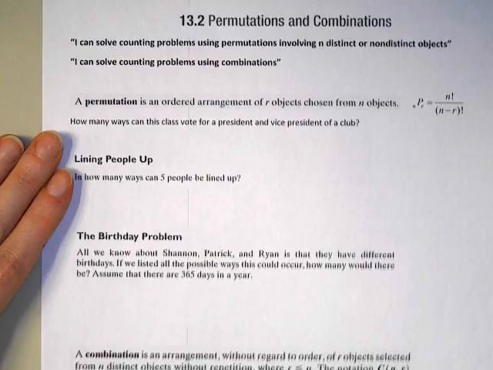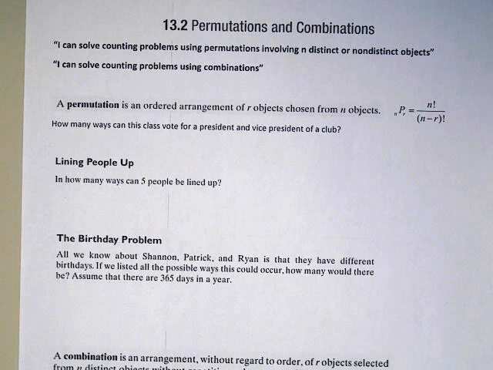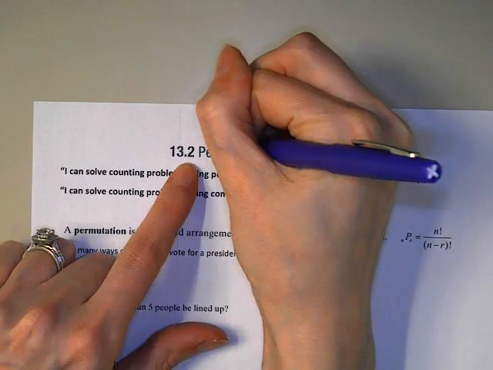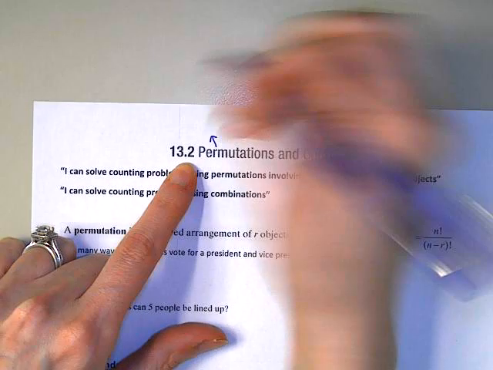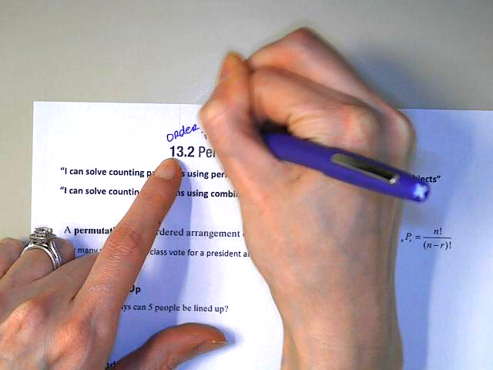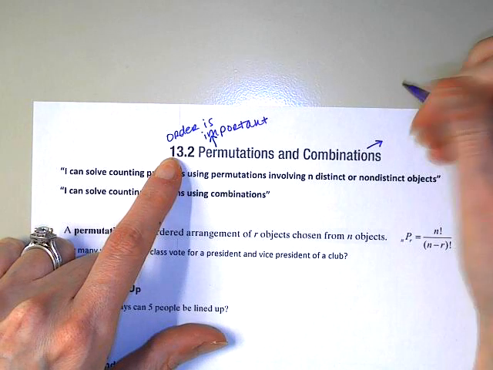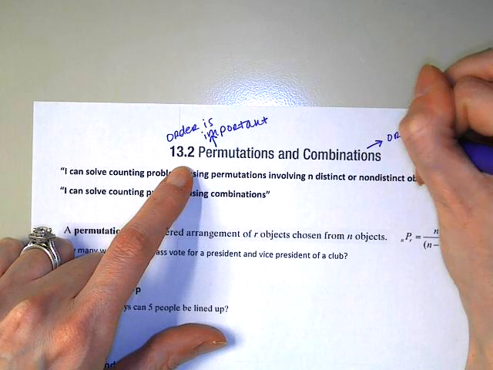Hey guys, welcome to 13.2. Today we start talking about permutations and combinations. So the big thing to remember about permutations is that order is important. And for combinations, order is not important.